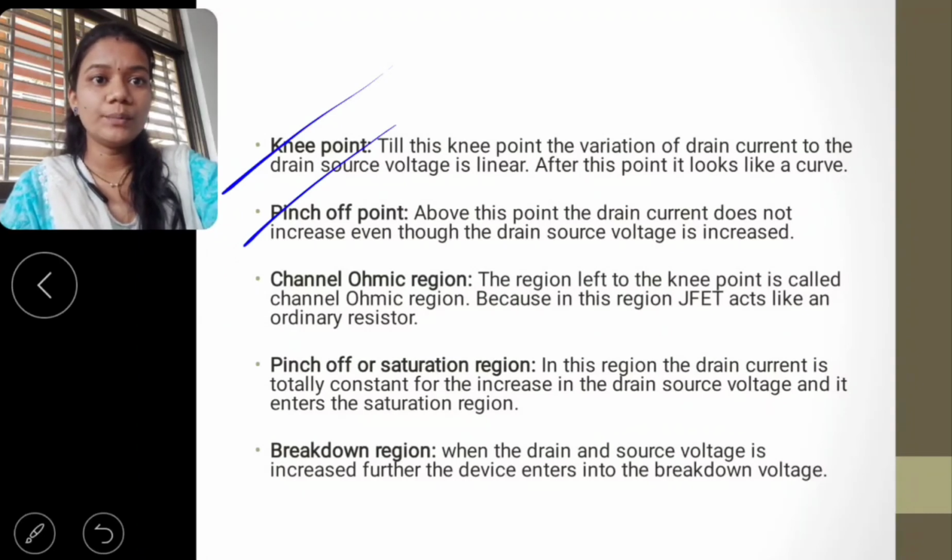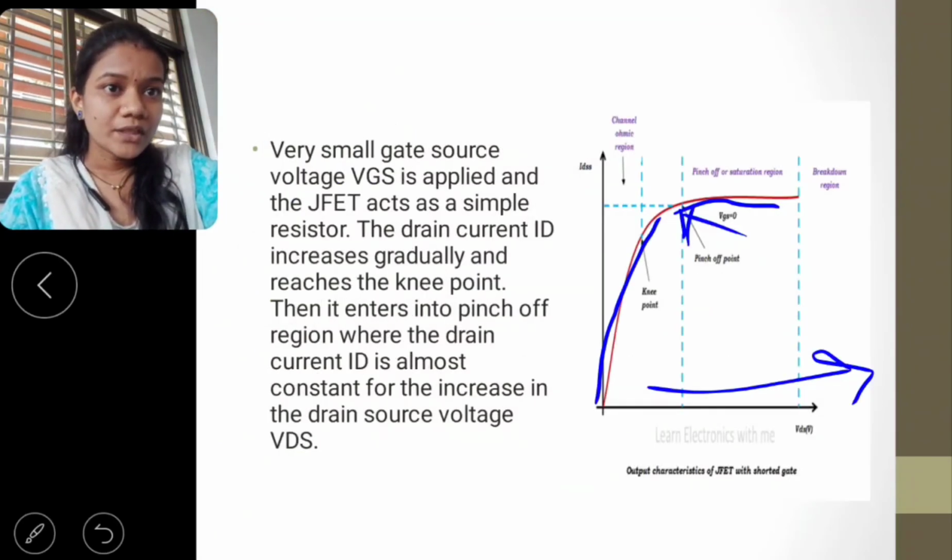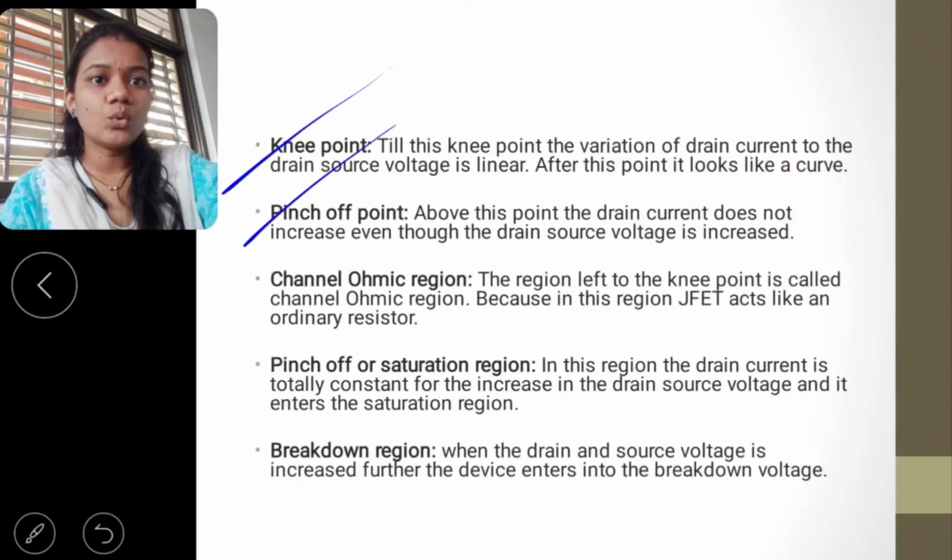Then the channel ohmic region. The ohmic region is nothing but the region left of the knee point, which is called the channel ohmic region. Okay, this is the left of the knee point. We can call it an ohmic region because in this region JFET acts as an ordinary resistor. It will act as a normal resistor.